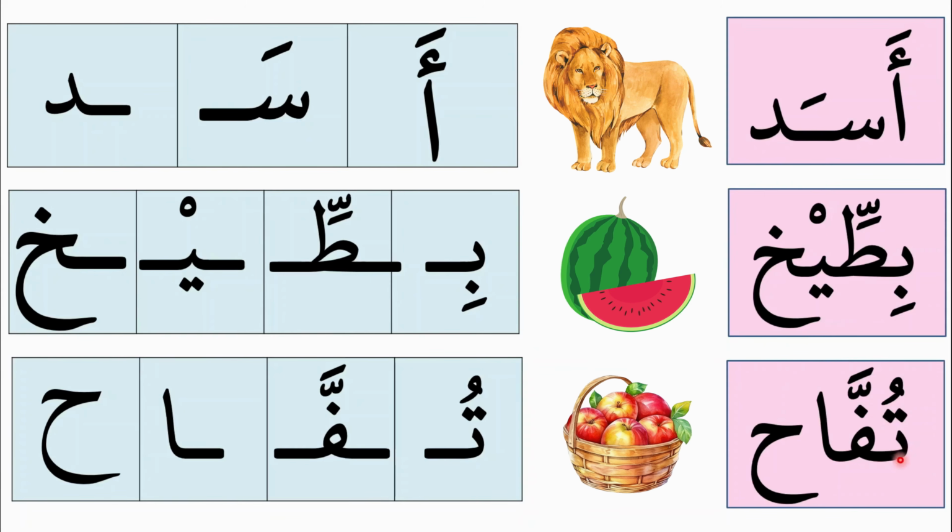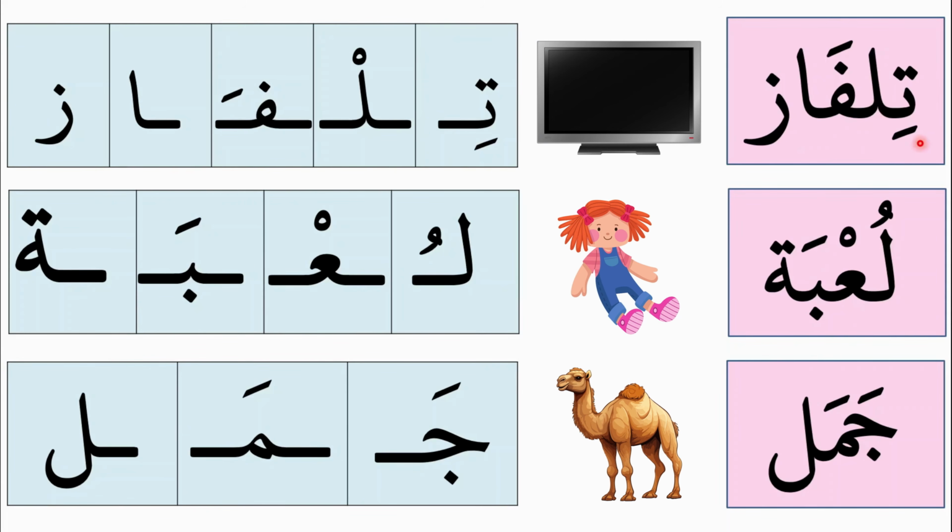The third word is تفاح, which means apples. I am starting with the letter تا with ضمة, tu. Then فاء with شدة and فتحة, fa. Then attach it to the ألف that will make it longer. You will say تفا. Then the last letter ح. تفاح.